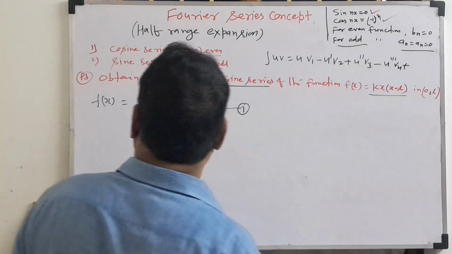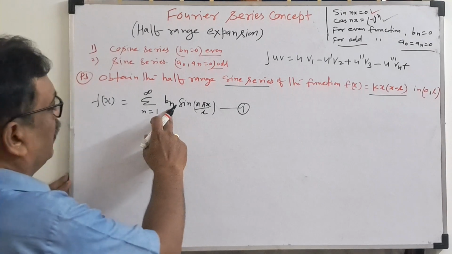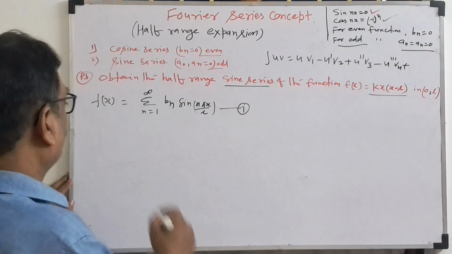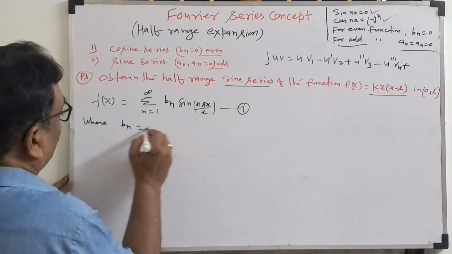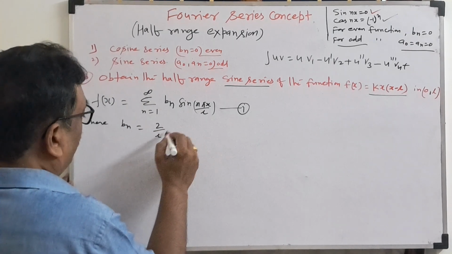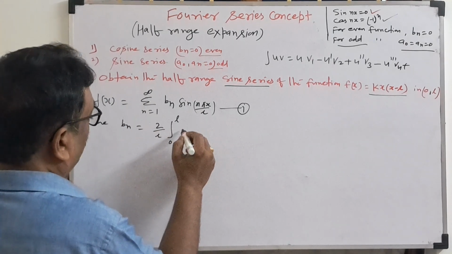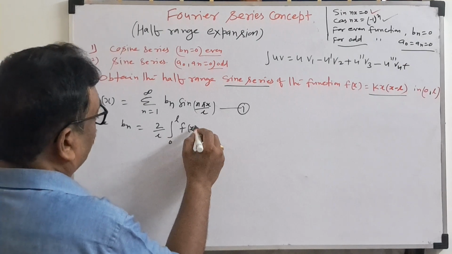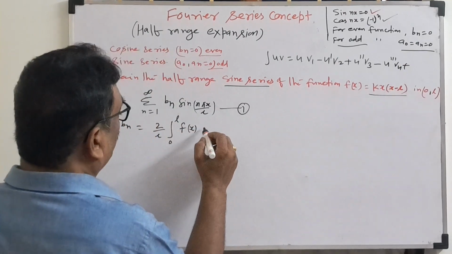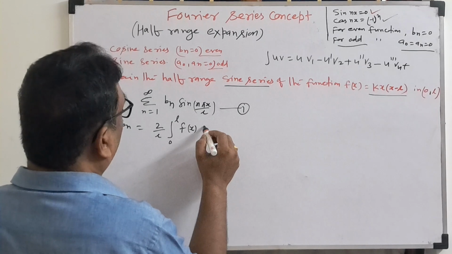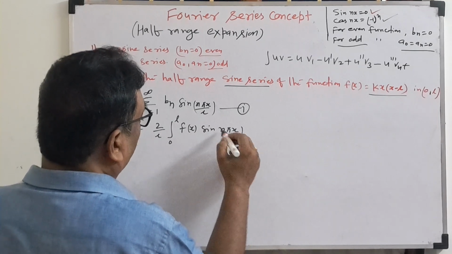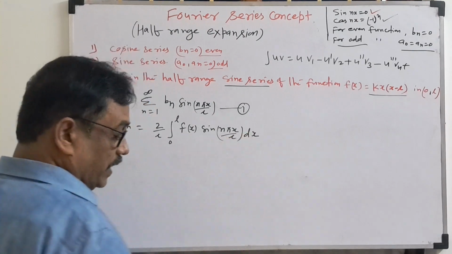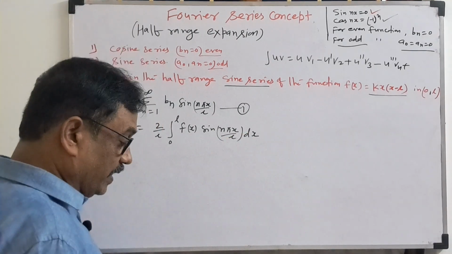Now look here. This is the Fourier series. If we calculate bn and substitute, we will get the answer. So bn is equal to 2 by L integral 0 to L f(x) sine n pi x by L dx. This is bn.